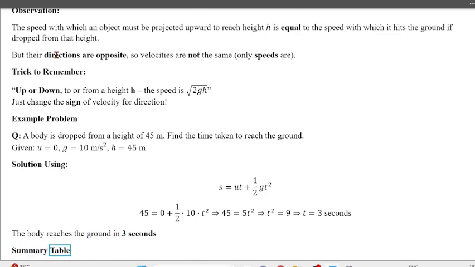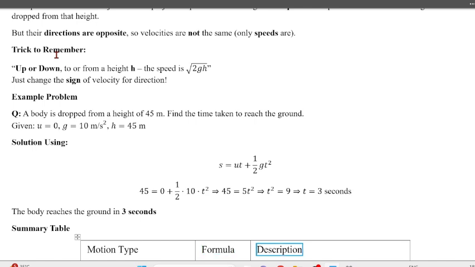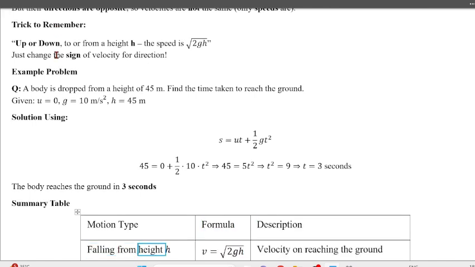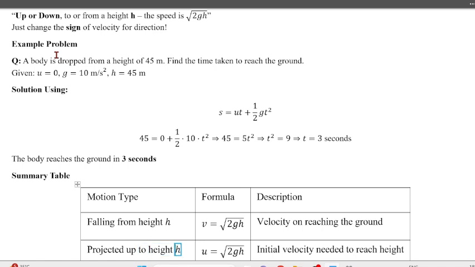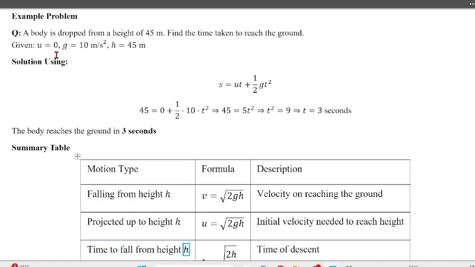Summary table. Falling from height h: v equals square root of 2gh, the velocity on reaching the ground. Projected up to height h: u equals square root of 2gh, the initial velocity needed to reach that height. Time to fall from height h equals square root of 2h over g, the time of descent.